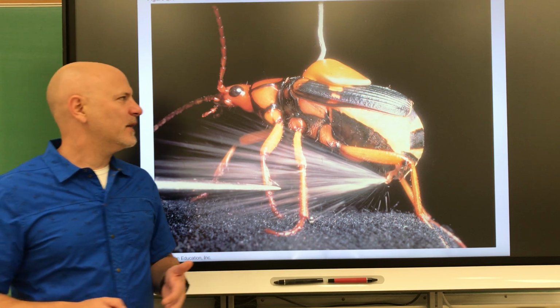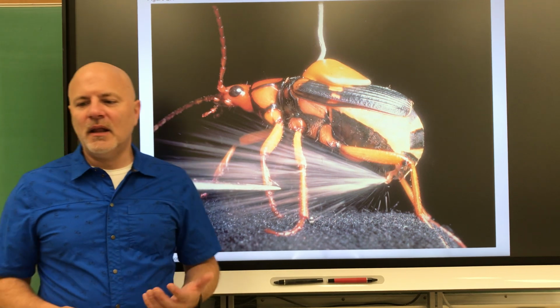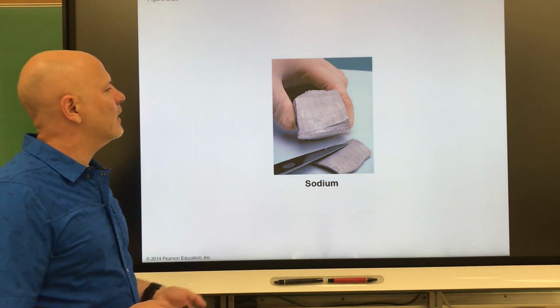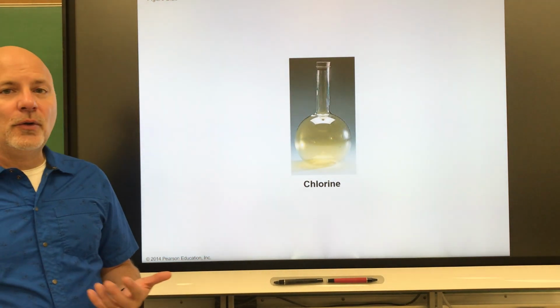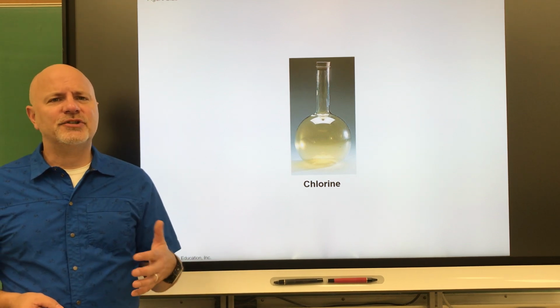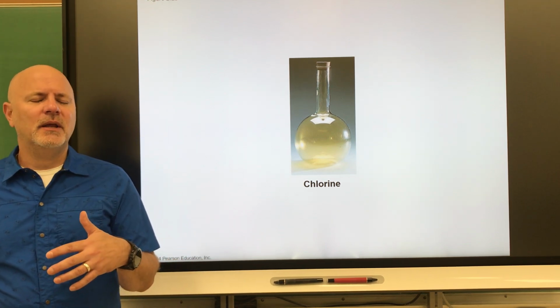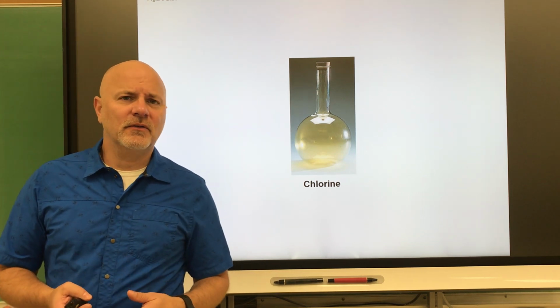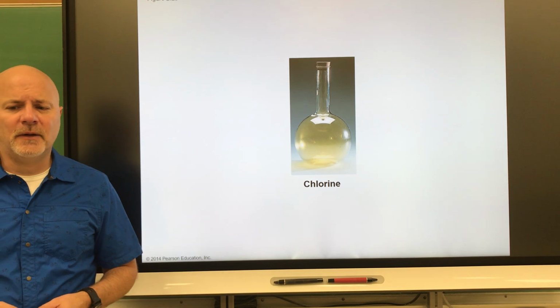So let's take a look at the elements. Now, an element is a basic chemical substance. So this is showing sodium here. This is showing chlorine here. And so you're familiar with a lot of elements like oxygen and nitrogen, helium and hydrogen. A lot of metals like copper and silver and gold are elements as well.